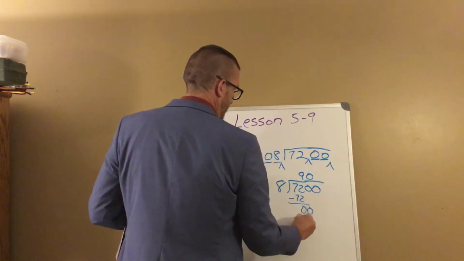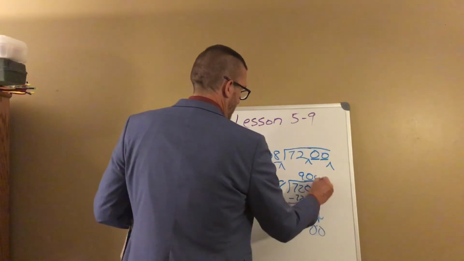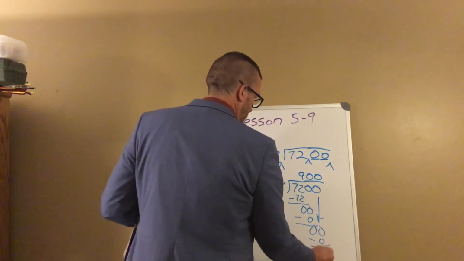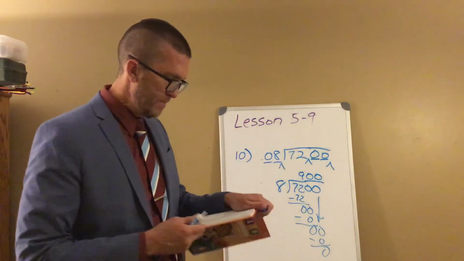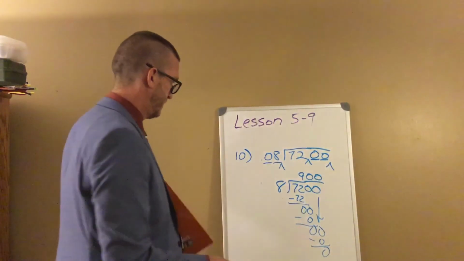We'll finish our division. 0 times 8 is 0. Bring down the last 0, and that's another 0. Not bad, is it? Not bad at all. You want to do one more? We'll do one more.